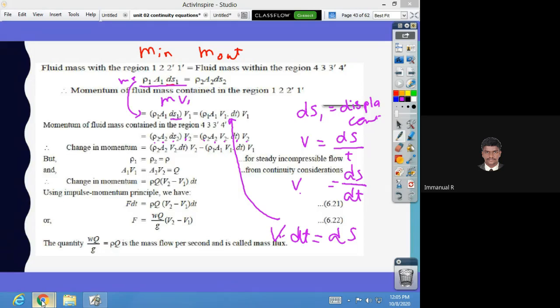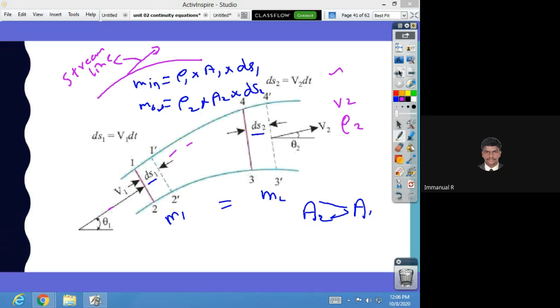So right now, what I want is the change in momentum. For the change in momentum, I will just subtract the momentum at the inlet from the momentum at the outlet. If I subtract, I will get the change in momentum formula. If the fluid flowing through this region is the same fluid, it means our density will be constant. Okay, our density will be constant.